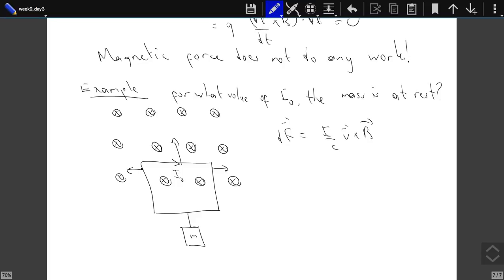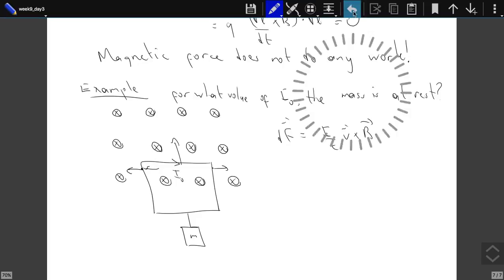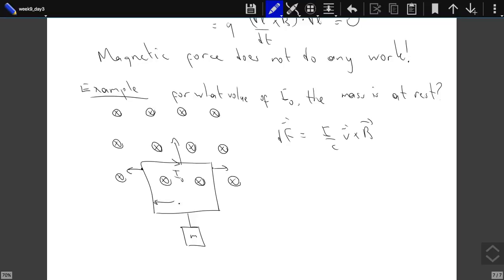And I'm also assuming that part of the wire is out of the region of magnetic field. So only the top part is in the region of the magnetic field. So there will be an upward force if the total width is, let's say, L. The force that the wire will feel will be, no, sorry, this is dl. Are the units correct here?